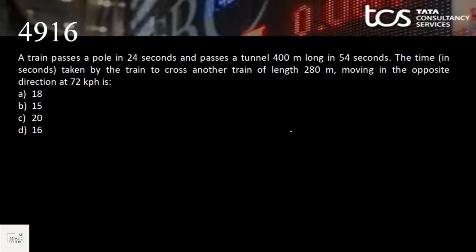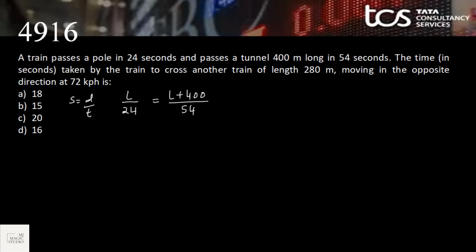Okay, one more classical: train, tunnels, effective speed. A train passes a pole in 24 seconds and passes a tunnel 400 meters long in 54 seconds. Speed is equal to distance by time. In this case, when a train is passing a pole, the length of the train is covered in 24 seconds, and in the second case, the length of the train plus the tunnel length is covered in 54 seconds. With this, we can find the length of the train.